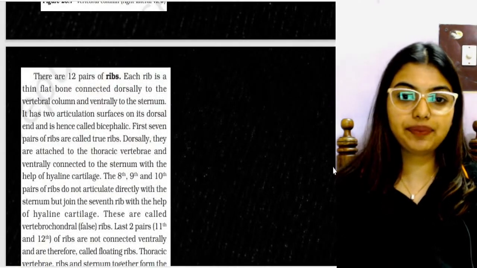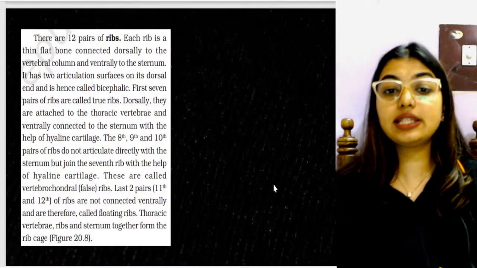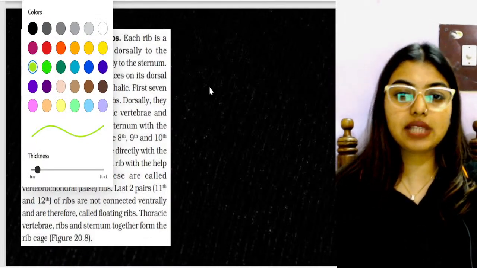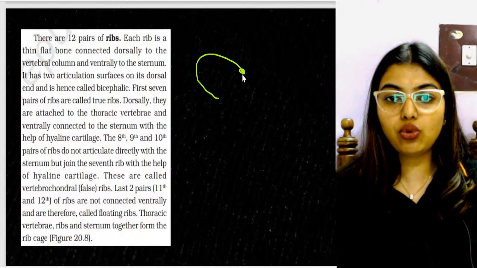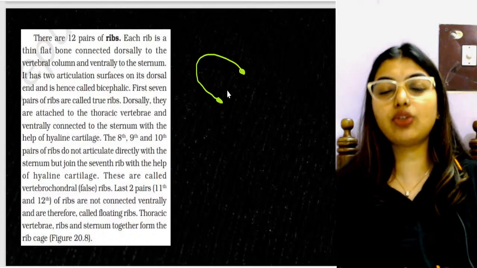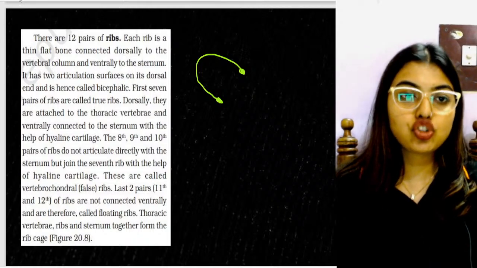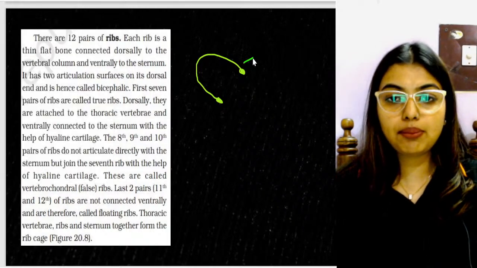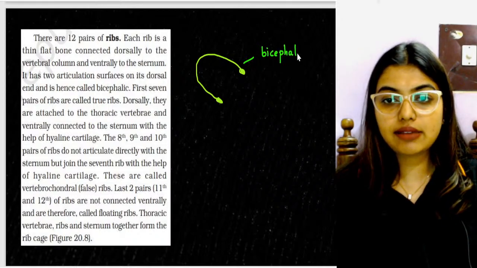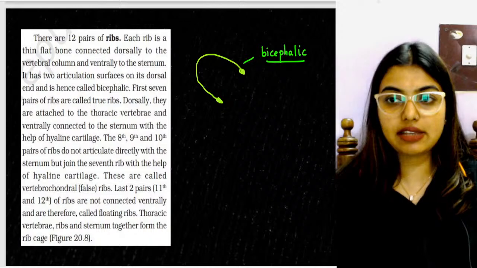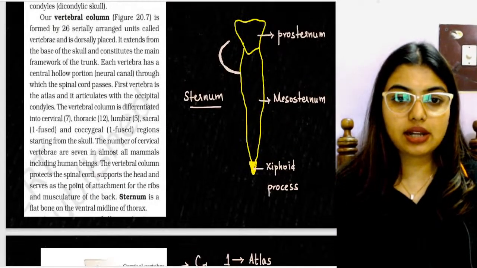Any doubts so far? Now, students, since these ribs are attached ventrally and dorsally, they will have two condyles. To attach, two condyles will be there. So we can call them bicephalic. Bicephalic. Clear? So let's go back to NCERT a little.